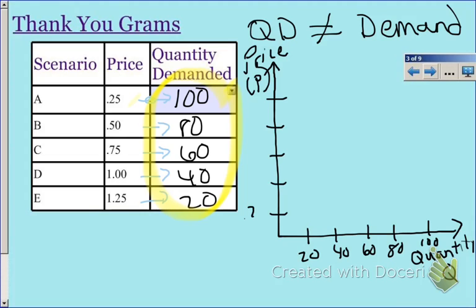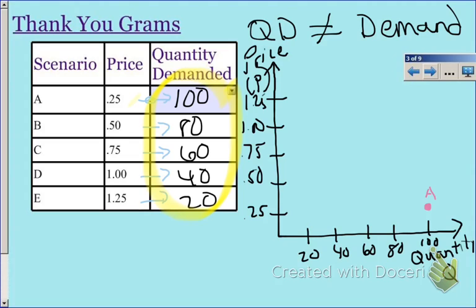And we have 25 cents, 50 cents, 75 cents, $1, and $1.25. Okay, so what we're going to use is this data here to plot the relationship, the correlation between these points. So let's go ahead, and I'm going to take my scenario A. On scenario A here, at 25 cents, we could sell 100. So I'm going to put a point there, and I'm going to label that A for scenario A.